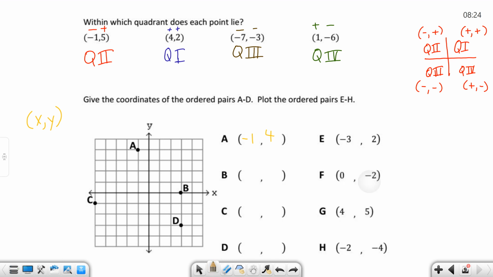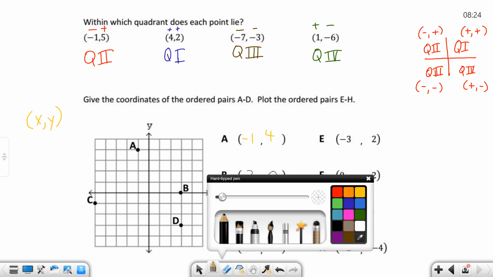All right, so point B. Let's look at B. Where does it cross the x-axis? Well, it's on the x-axis at 1, 2, 3, right? It's on there at 3, so it's 3. And then how far up and down? If we go back to the y-axis, that's right at the origin, which is 0, right? Both values are 0 at the origin, the x and the y. So that goes right across, boom, it's 0 on the y. It's not up or down any. So 3 comma 0 for point B.